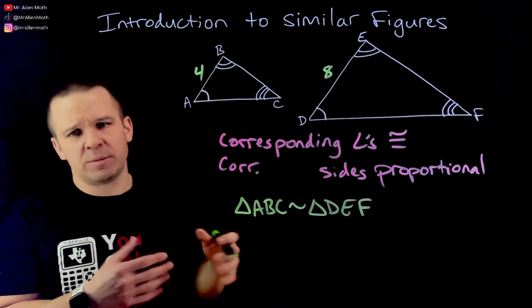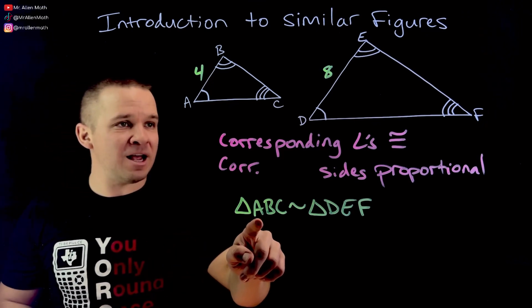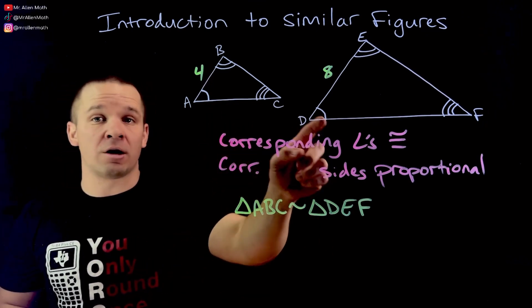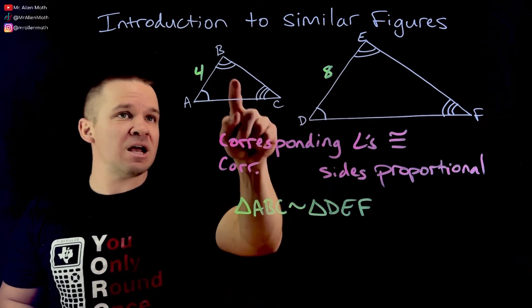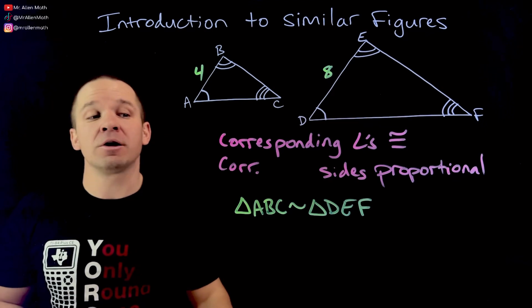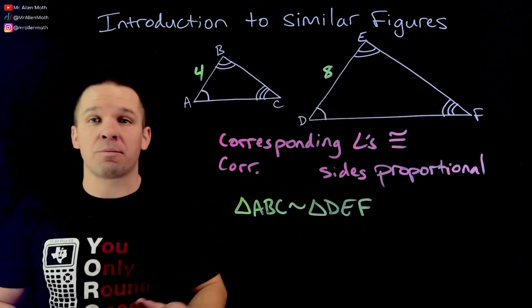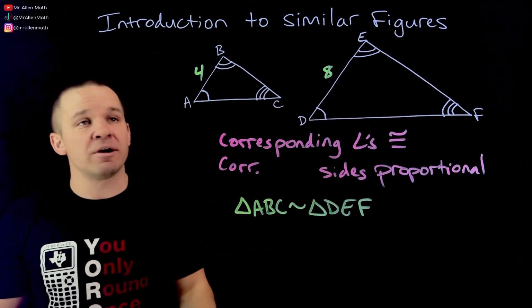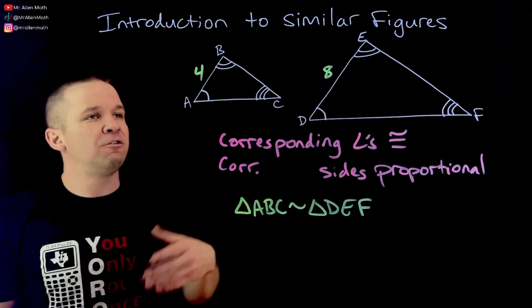And how did I know that, besides the fact that I wrote the problem? Well, A and D both have one single arc there. They are congruent. B and E have the doubles there, so they're congruent. C and F have the triples, so they're congruent. My corresponding angles need to be in the proper position there. So this is a similarity statement which you may be asked to write in future problems.